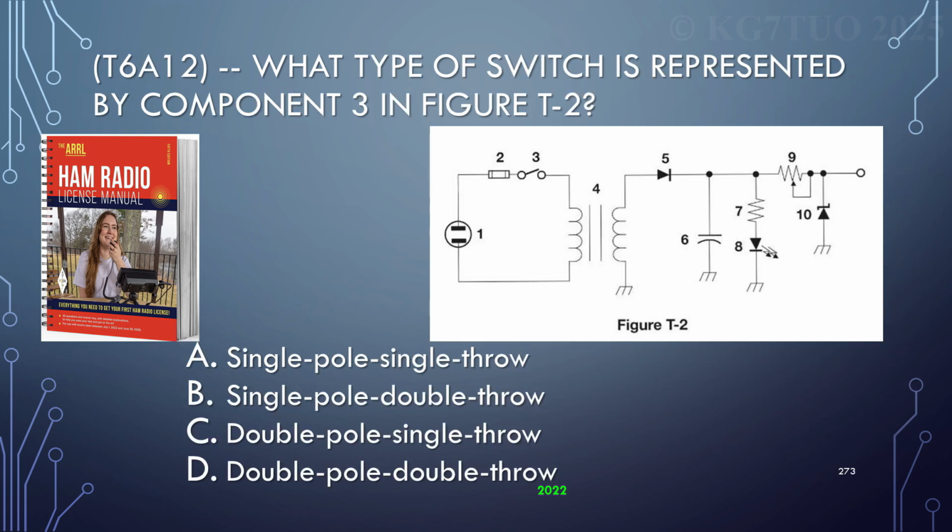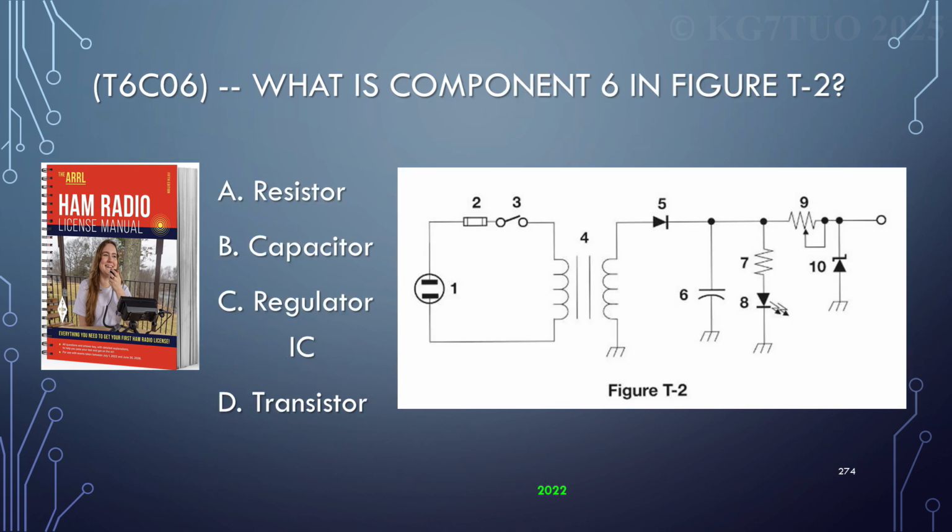What type of switch is represented by component 3? That's a signal. Alpha. Aren't you glad we went through the hard ones earlier and now we got the easy ones? What is component 6 in figure T2? There's 6. I heard Bravo. A capacitor.